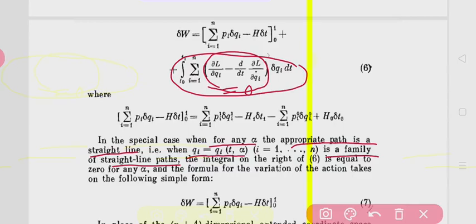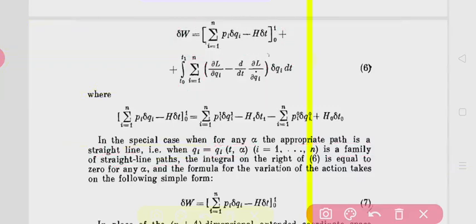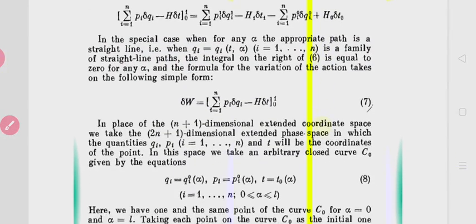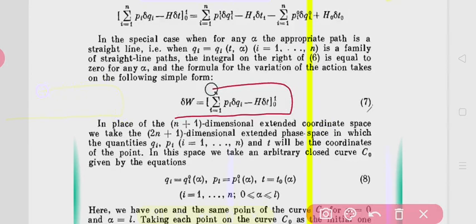Okay, for any alpha you take, for that particular straight path this value will be 0. If this value is 0, that means delta of w will be equal to this one only. So that will be given by over here, the variation of the action will be given by this one.